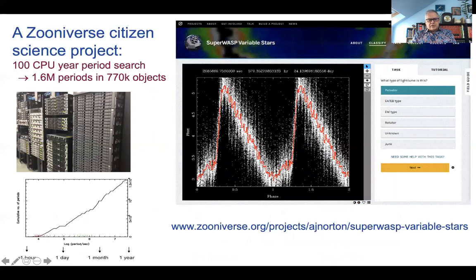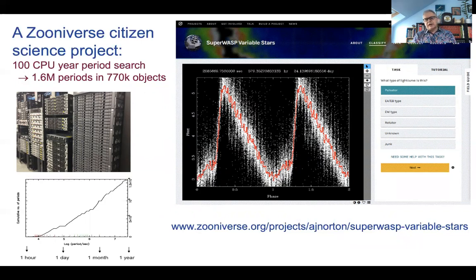Now, here's where you can come in and help us with all this. As I said, we have these 30-odd million light curves from SuperWASP. And what I did a couple of years ago was do a concerted effort to analyze all these 30 million light curves to look for all the variable stars that are in there.